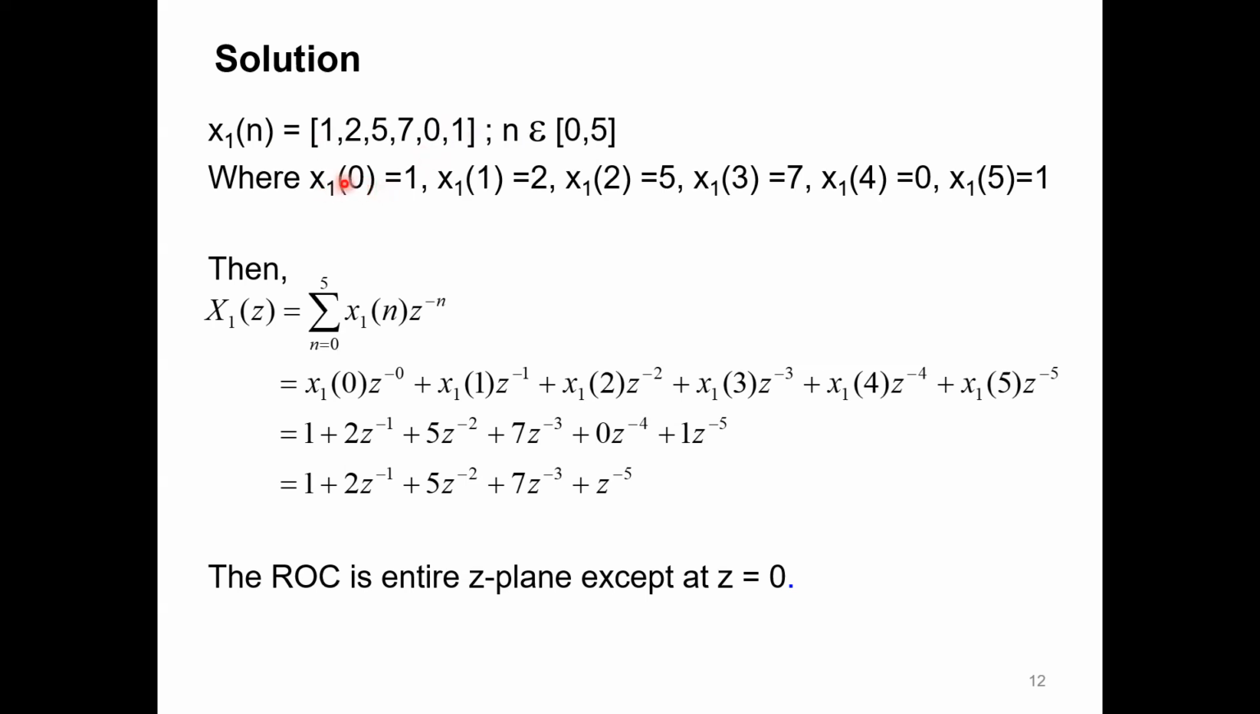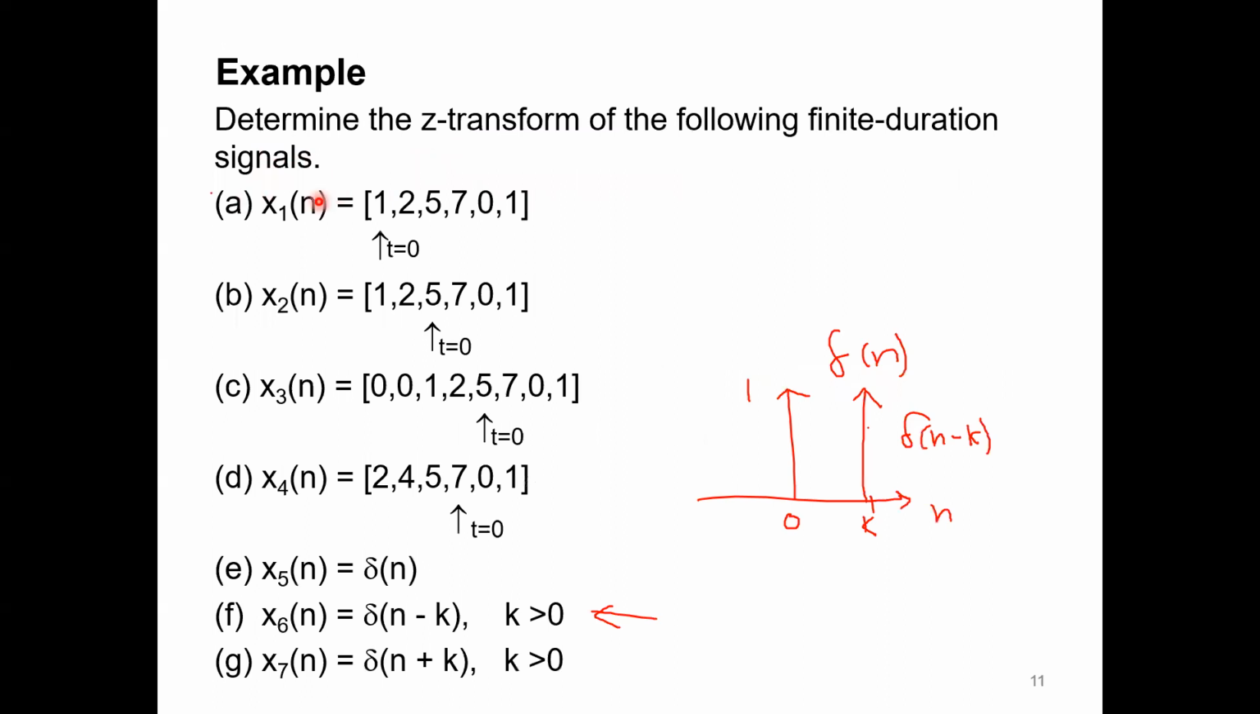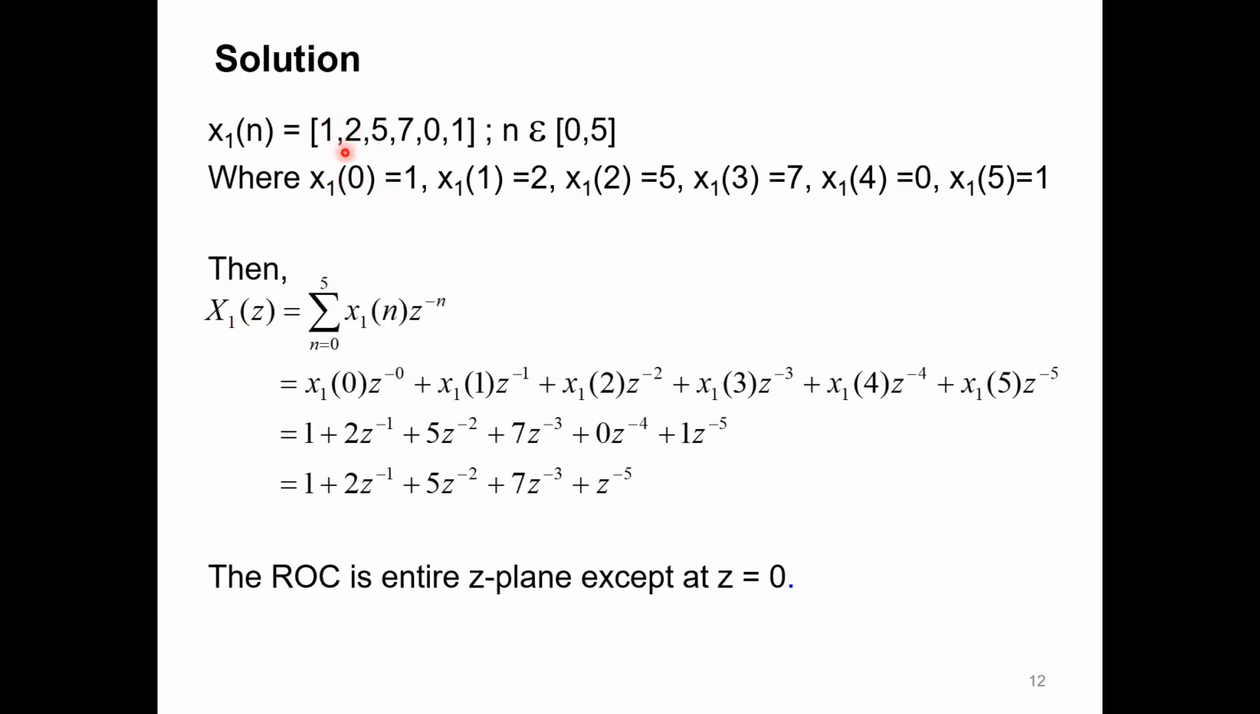Which means x1[0], this 1 means the first signal. This is the second signal, third signal. That's why these 1, 2, 3, 4, 5, 6, 7 are there. So don't worry too much about it. The first sample is 1, second sample is 2, third sample is 5, and so on. So the first thing you need to do is to identify the discrete samples.